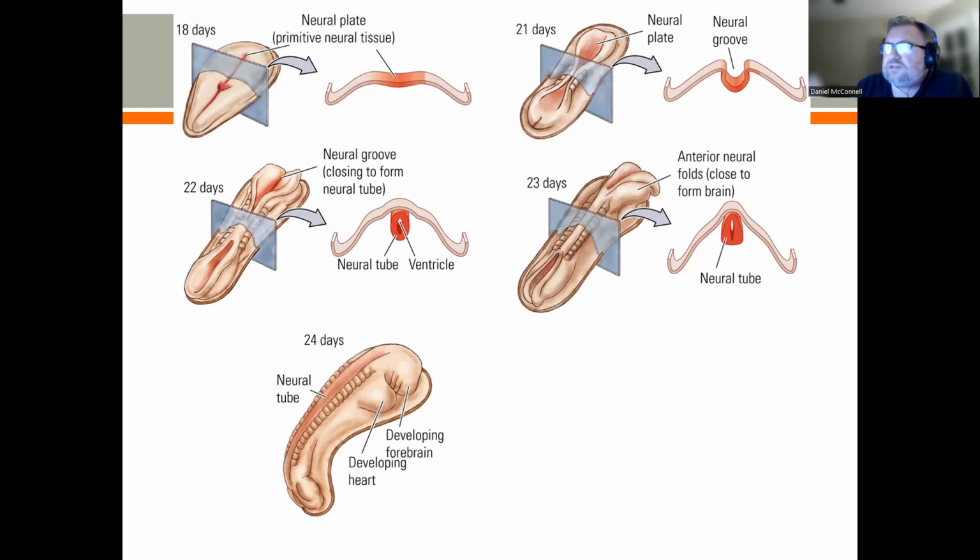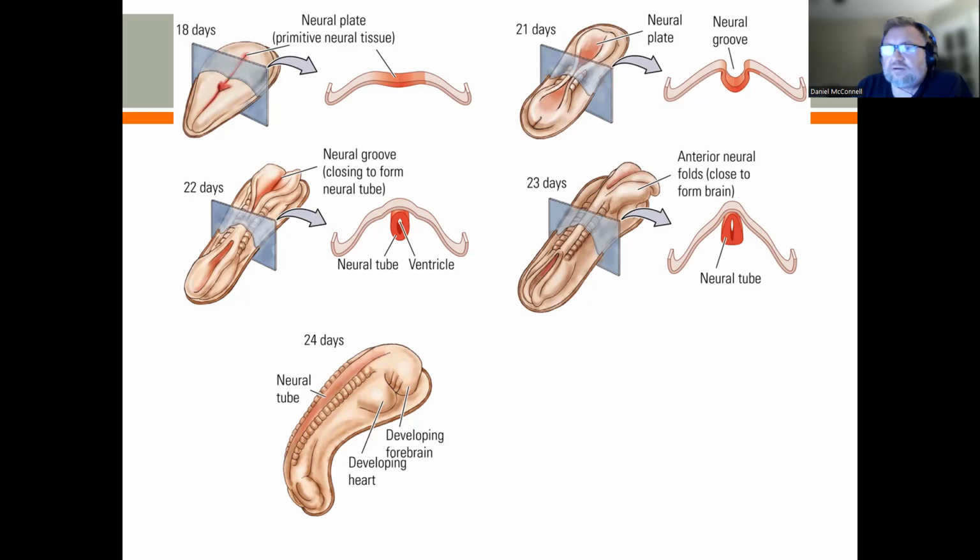But by just a day later, we start to see real full closure. So we can start calling it the neural tube once it's fully closed. And again, that begins in the middle, and almost like a zipper, it zips up from the middle to the top where the head would be, right? And then it also zips down to the bottom.